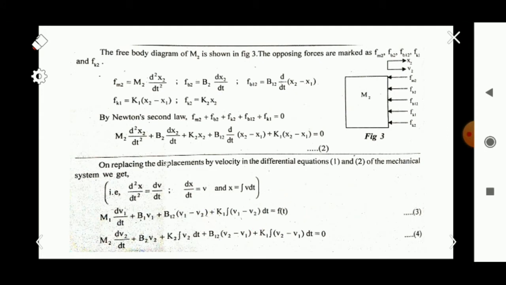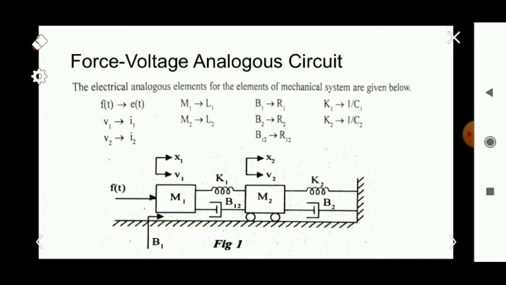And the second equation is also written in terms of velocity as m2 into dv2 by dt plus b2 v2 plus k2 into integral v2 dt plus b12 into v2 minus v1 plus k1 into integral v2 minus v1 dt is equal to 0. So this is the third and fourth equation. Next we are going to find the force voltage analog circuit.